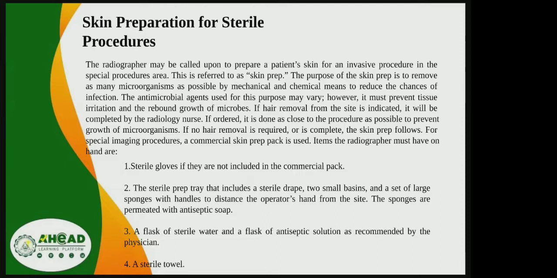For special imaging procedures, a commercial skin prep pack is used. Items the radiographer must have on hand are: 1. Sterile gloves, if they are not included in a commercial pack. 2. A sterile prep tray that includes a sterile drape, two small basins, and a set of large sponges with handles to distance the operator's hand from the site. The sponges are permeated with antiseptic soap. 3. A flask of sterile water and a flask of antiseptic solution as recommended by the physician. 4. A sterile towel.